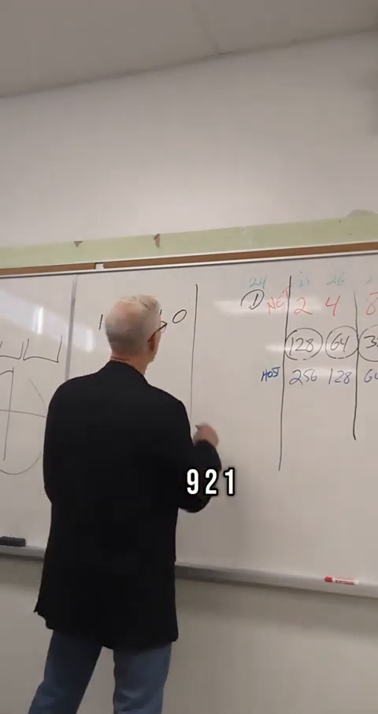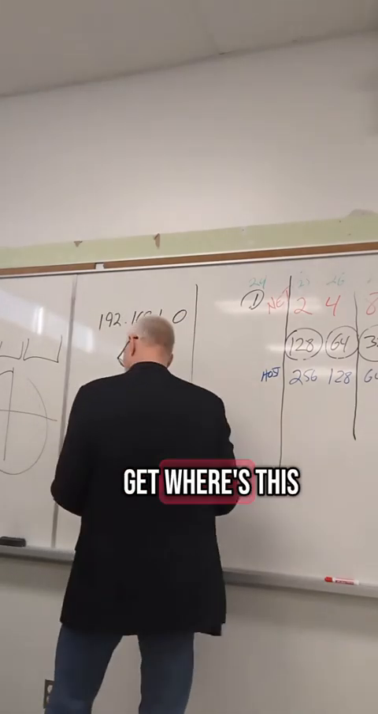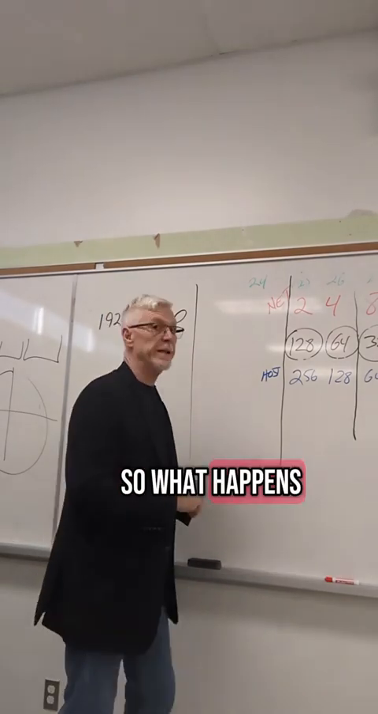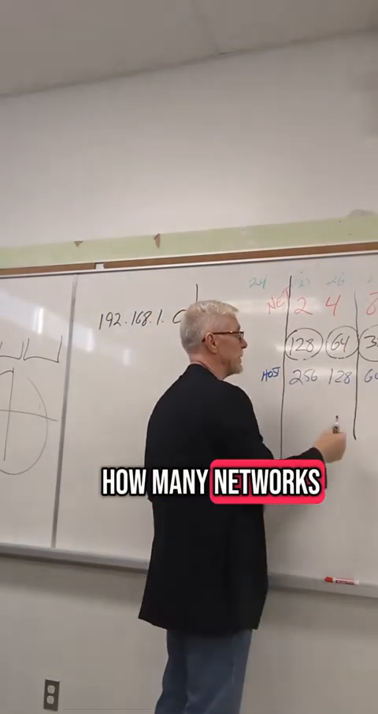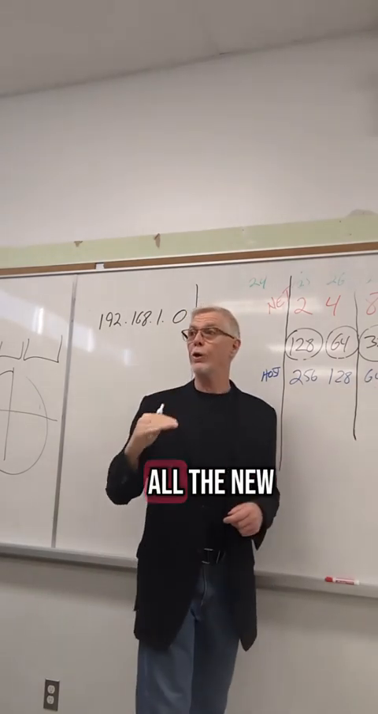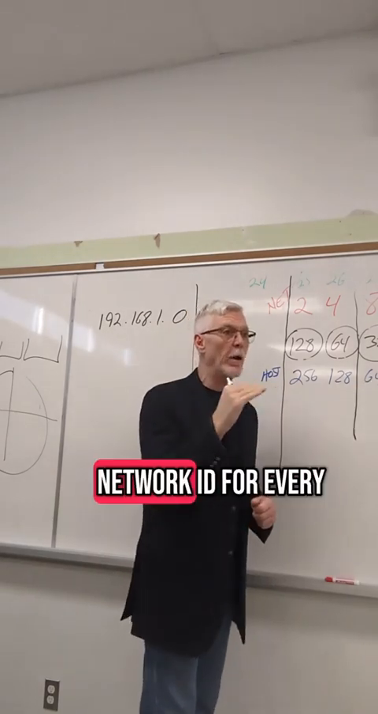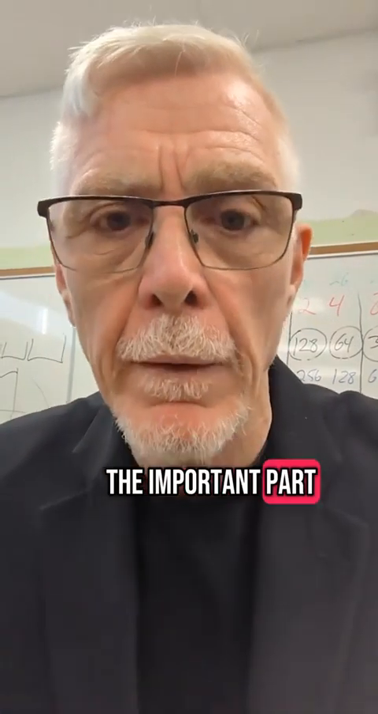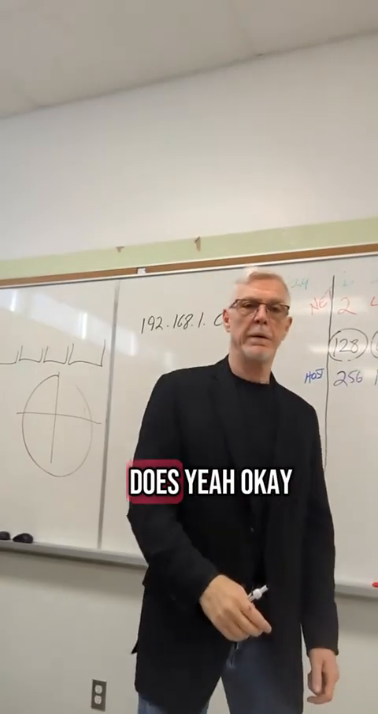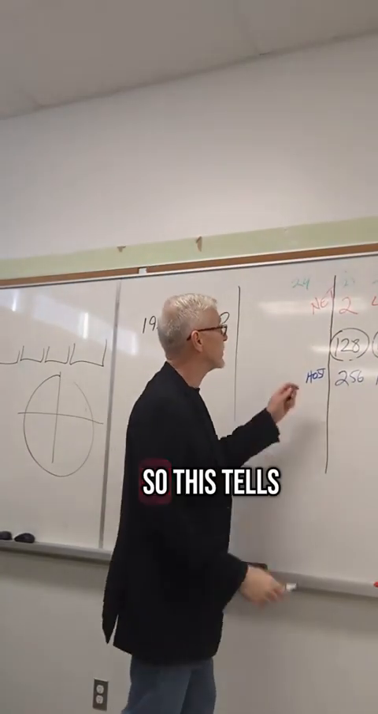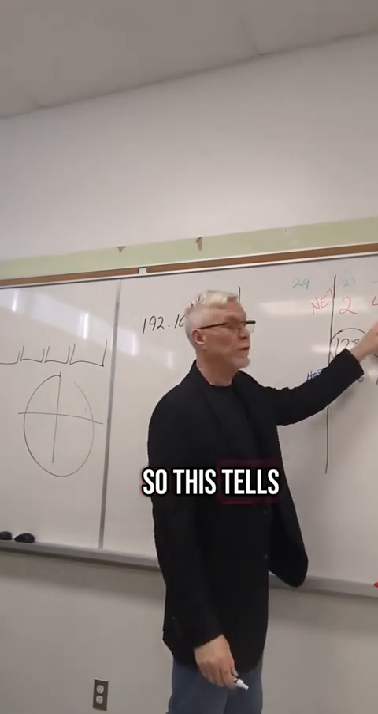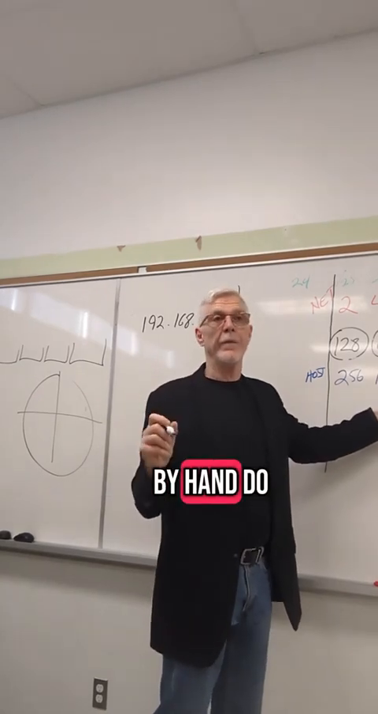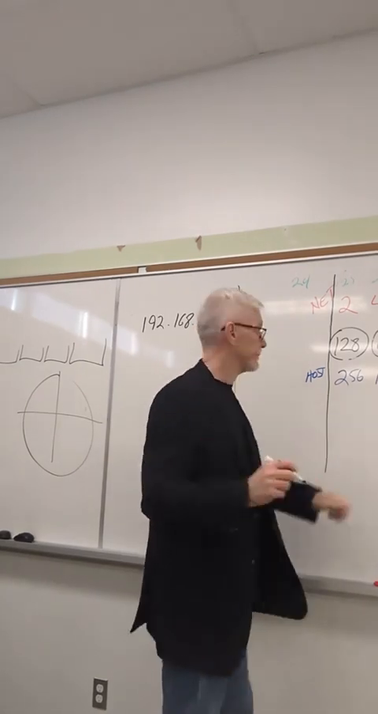So we have 192.168.0. So what happens is, you go along, you find out how many networks there are, what the network increment is, and you make all the new network IDs. Because I need a network ID for every network. Are you following me? Because this is the important part. Okay, we're good. So this tells you how many networks, this tells you the network increment, and what we do is just, by hand, do the network IDs.